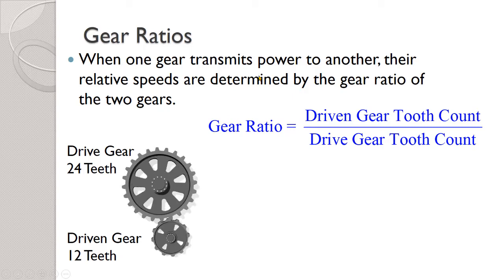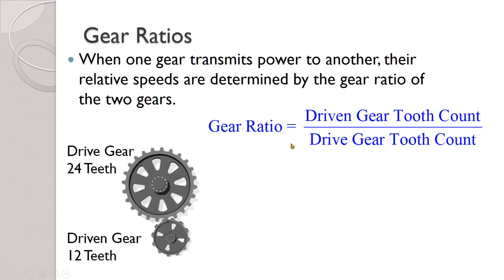When one gear transmits power to another, their relative speeds are determined by the gear ratio. So this is maybe the most important formula in the whole class. To calculate a gear ratio, all we do is divide the number of driven gear teeth by the number of drive gear teeth, or what I like to say is just driven over drive.